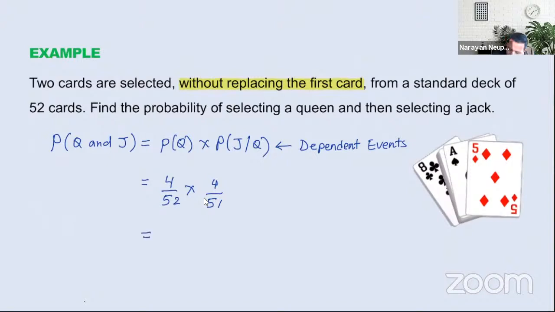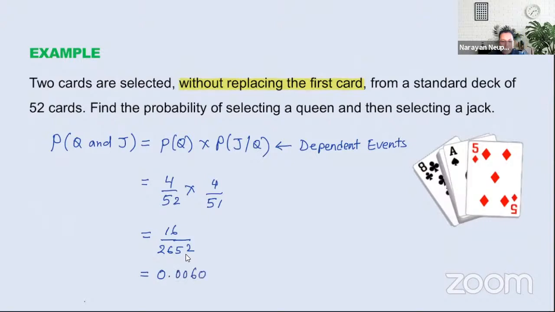So now, what we see here is 4 out of 52, 4 out of 51. When we multiply this, 4 times 4 will be 16 out of 52 multiplied by 51. You can do that in a calculator if you want. It will be 2652. And then when you simplify this using a calculator, 16 divided by 2652 should be 0.0060.